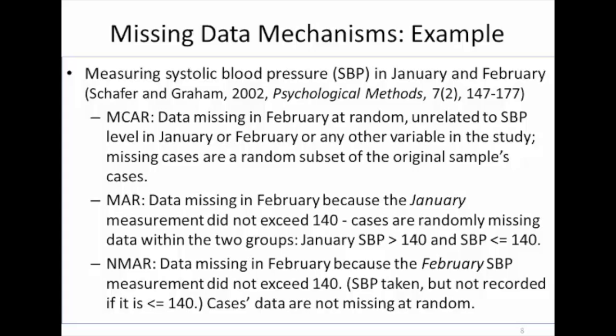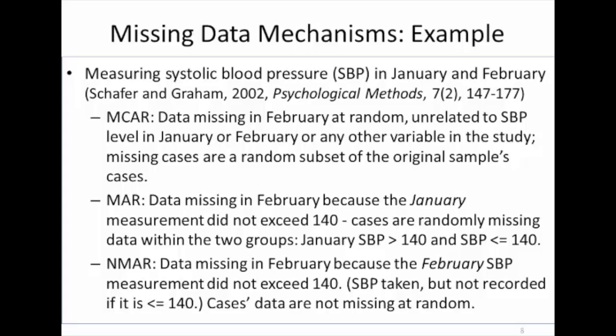All right, let's think about an actual concrete example, because all that was kind of at the 30,000-foot level. Let's bring it down now. And Schaefer and Graham, again, we'll turn to them. They give an example where systolic blood pressure is measured in February as well as January. And if you have SBP data that are missing in February, and that's just random, right?